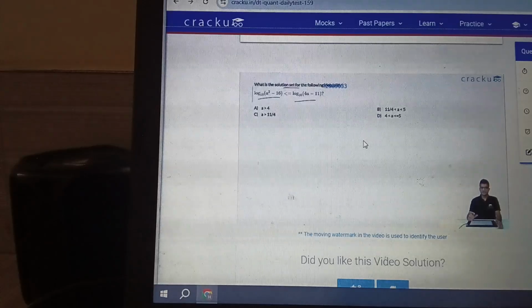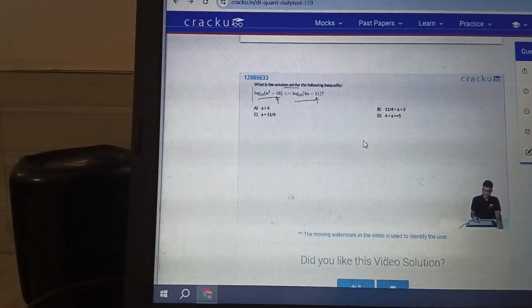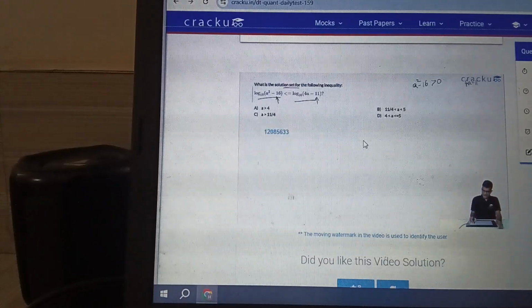Before we look at the inequality, for the logarithms themselves to be defined, the arguments of both of the logarithms have to be positive. So we want a square minus 16 to be greater than 0, and we want 4a minus 11 to be greater than 0.